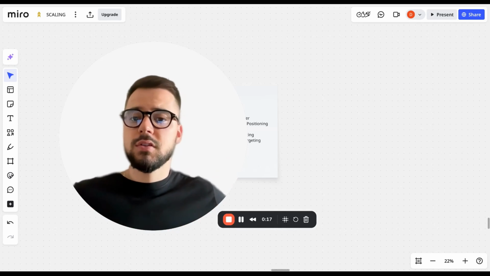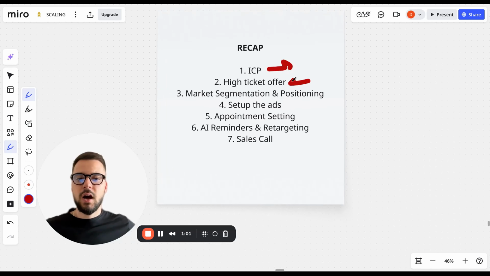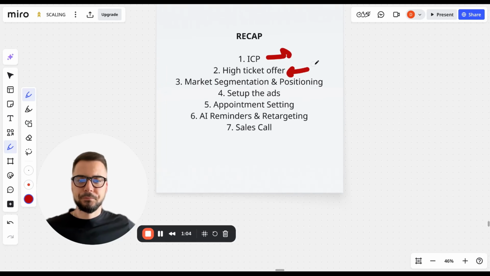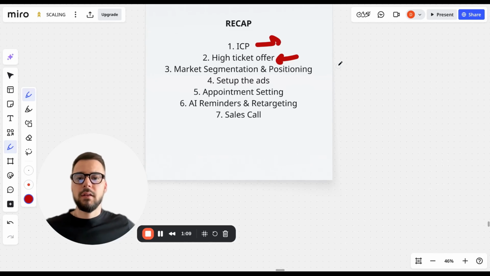So now let's do a quick recap. So first of all, you need to have your ICP in mind. ICP stands for ideal customer profile. When you know who you want to help, you need to craft a high ticket offer around that, right? So you want to solve one specific problem for one specific group of people. And when you package that, you want to segment the market and position yourself so you stand out from competitors.